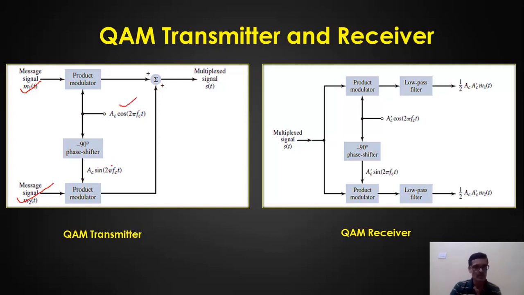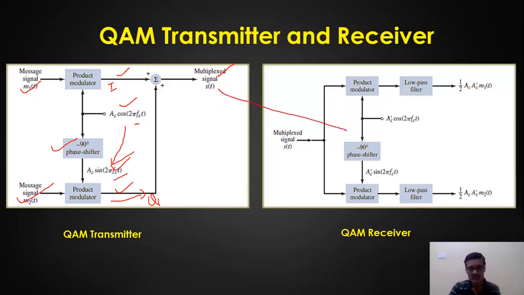But as I told earlier, we use quadrature carriers. The frequencies of the signals are the same, but both are 90° out of phase, or you can say in phase quadrature. One is cos, the other one is sine 2 pi fct. So I am using a 90° phase shifter here to change the phase of this carrier by 90° and apply it to the Q channel. I call this the Q channel, and this the I channel. Since I'm using a product modulator and multiplying M1 of t with the carrier, as you know, when you multiply two signals, the output is always a double sideband suppressed carrier signal. So we get a DSB-SC signal here, and in the Q channel also I'll get a DSB-SC signal. Now both are added together, and we get a multiplexed signal called S of t.